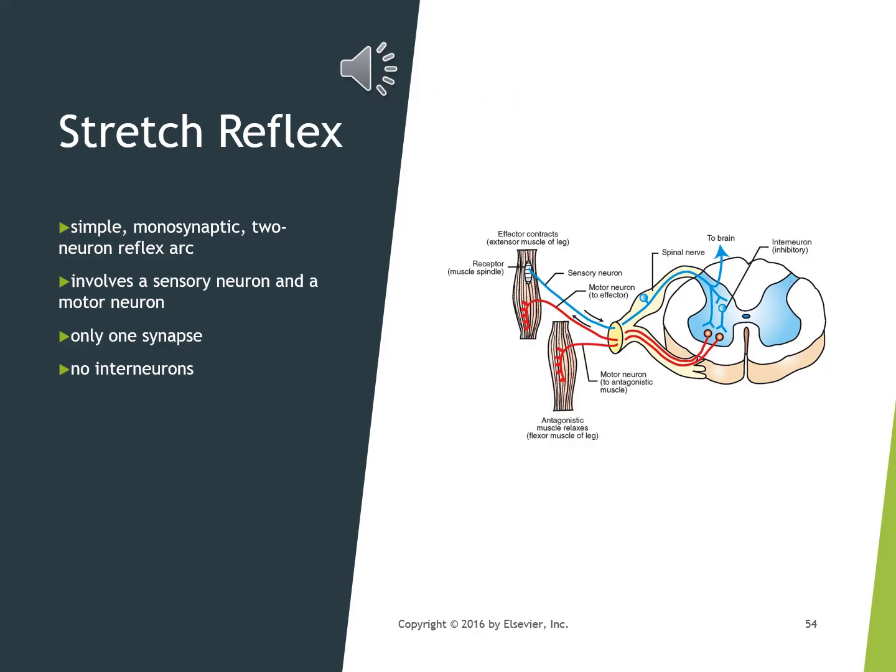The stretch reflex involves the sensory neuron and a motor neuron, and it only has one synapse and no interneurons. An example of a stretch reflex would be when the patellar ligament is tapped and the force against the ligament is slightly stretched. So the quadriceps femoris muscles on your thigh are stimulated and result in a contraction of the quadricep. So that is the slight kicking because of the stretching of the ligament.